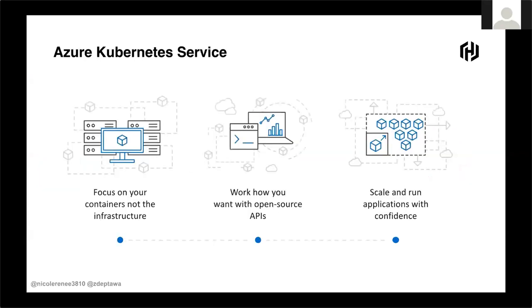And using a service like AKS allows you to focus on building your application in containers, so you don't have to mess with standing up, patching, or maintaining the servers that are required to run Kubernetes. It allows you to work how you want with open source APIs, and you can scale and run your applications confidently, being it's running on Microsoft Azure.